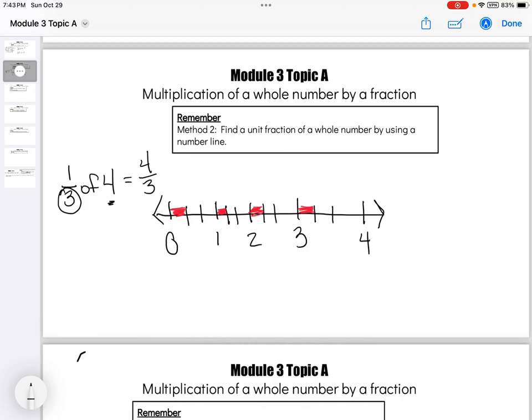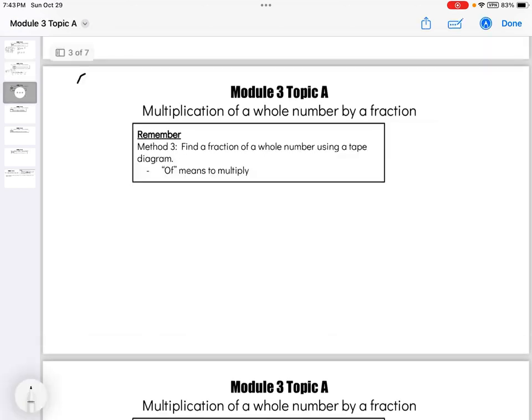Now, students can leave this as an improper fraction, or they can go ahead and convert it into a mixed number. They have to pick one. They can't do both on the test.